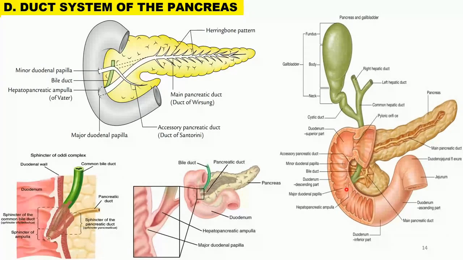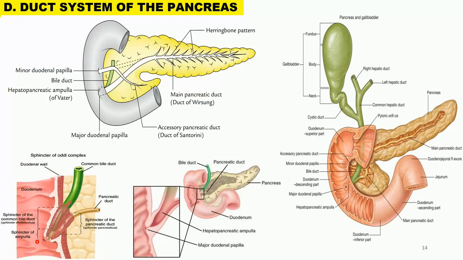That's why you have an orifice where secretions are going to pass to enter the second part of the duodenum. And of course, you can also see it here. That is the major duodenal papilla. It's going to be the entrance point for these secretions.